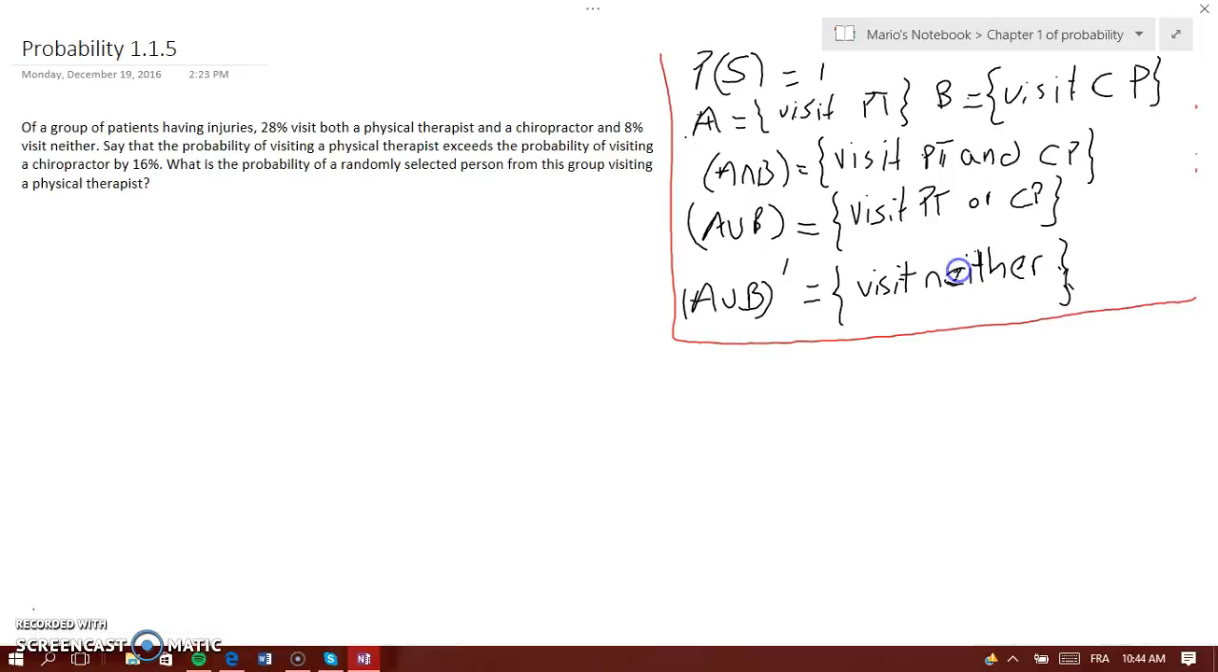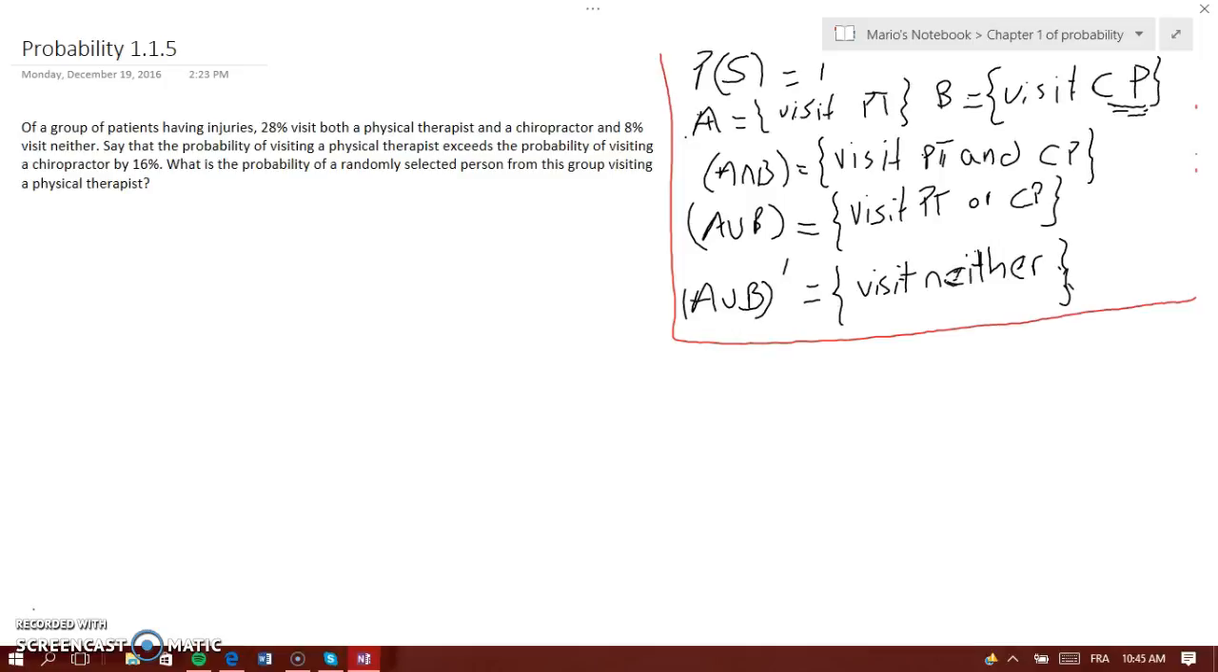We said we have the P of S, which is the sample space, equal to 1. And I say A equal to visit PT. PT means physical therapy. And B, visit CP, which is chiropractor. Then we know that A intersection B means visit physical therapy and chiropractor. A union B would be visit PT or physical therapy or chiropractor. And A union B complement would be visit none of them.